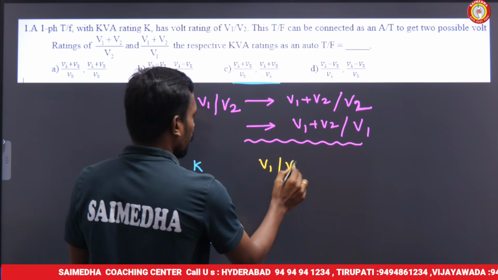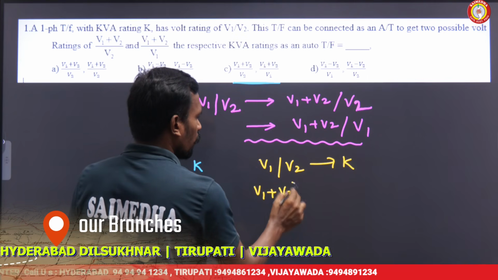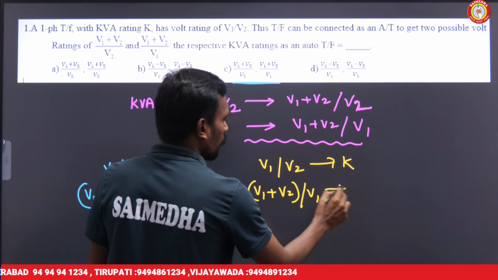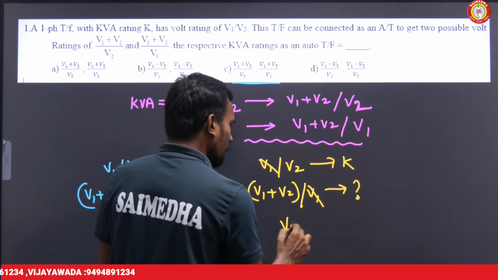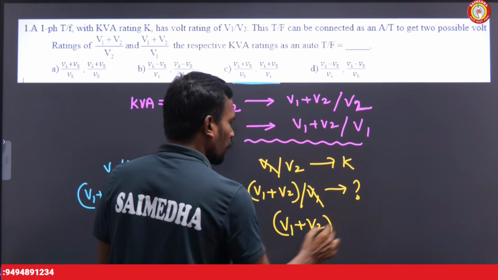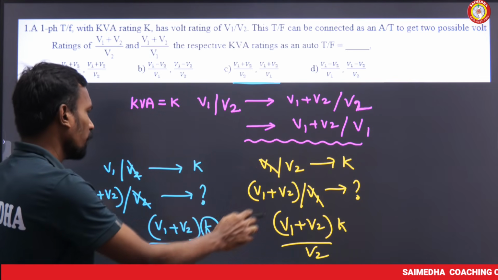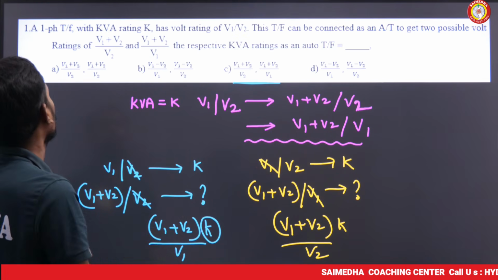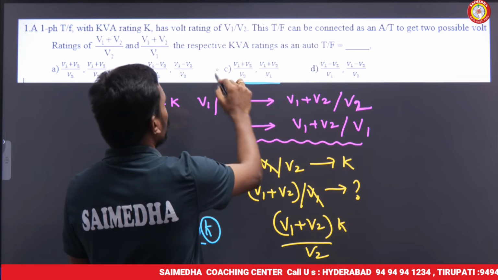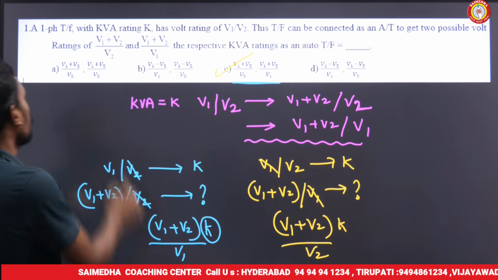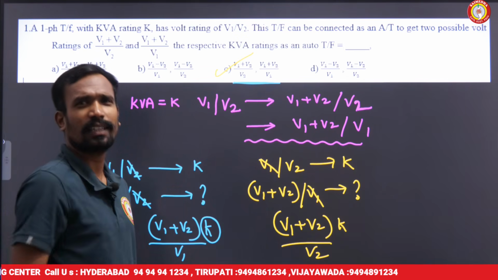And V1 by V2 is K. Now for (V1 plus V2) by V1, how much is it? V1 is common, V2 is K, so cross multiplication gives (V1 plus V2) into K divided by V2. So the answers are (V1 plus V2) by V2 and (V1 plus V2) by V1. This will be our correct answer. Here both V2s are there, that's why option C will be the correct answer.